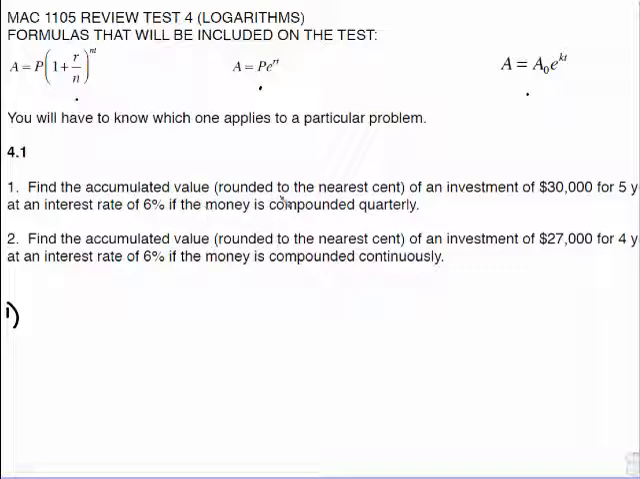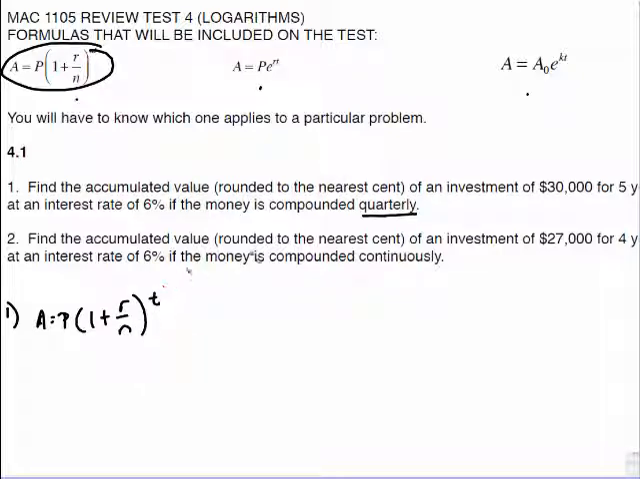find the accumulated value of an investment of $30,000 for 5 years at an interest rate of 6% if the money is compounded quarterly. Quarterly tells you that we're using this formula right here. So we have A equals P times 1 plus R over N to the T. So we've got an investment of $30,000, that's our P. 5 years is T. 6% is our rate, and it's compounded quarterly, which means N equals 4, because quarterly means it's compounded 4 times a year.